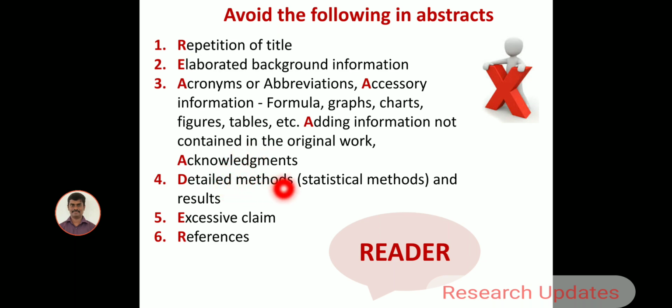D for detailed methods, like statistical methods, and the results need not be included in an abstract. Excessive claims should not be included, and finally references should not be included in an abstract. So, all these 6 things should not be included in an abstract, and try to avoid them. So, remember the READER: R for repetition, E for elaborated background information, A for abbreviations, accessory information and adding information, acknowledgements, D for detailed methods, E for excessive claims, and R for references. These 6 things have to be avoided in your abstract.